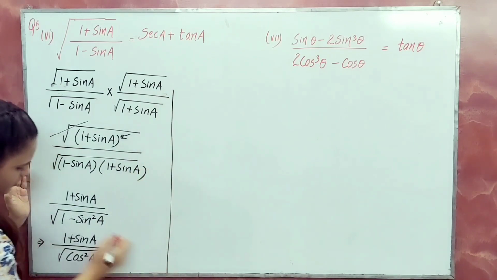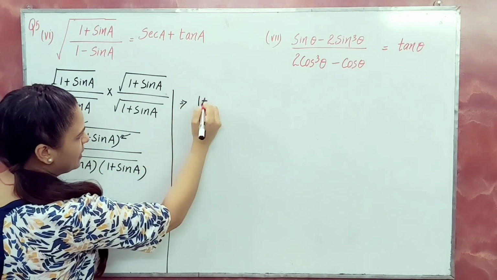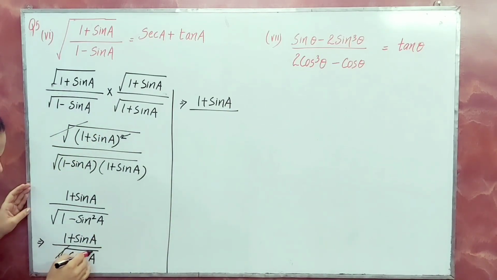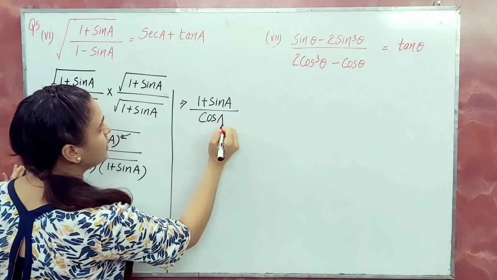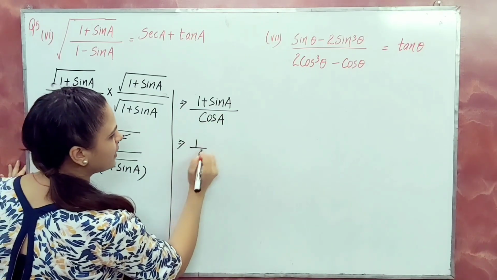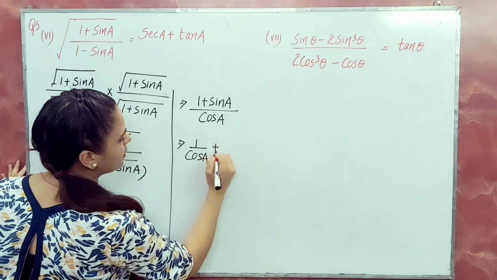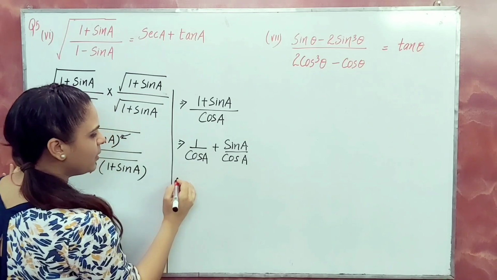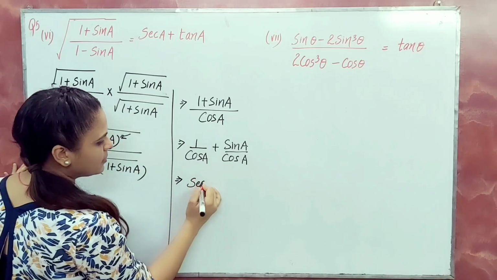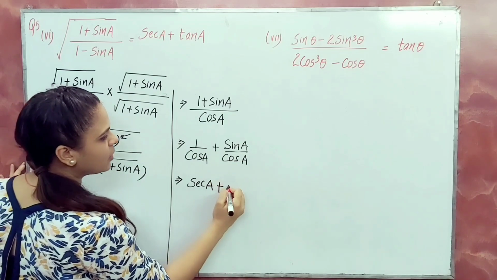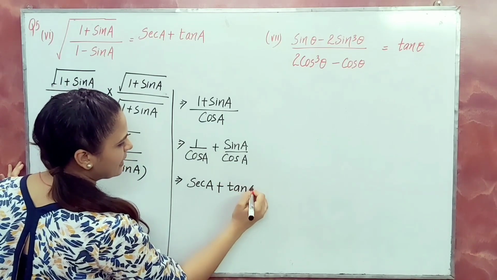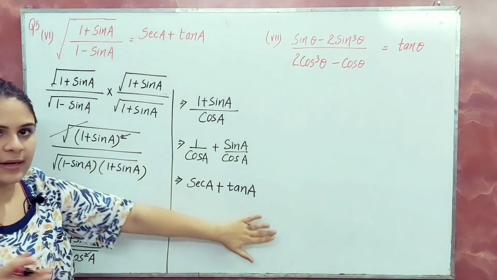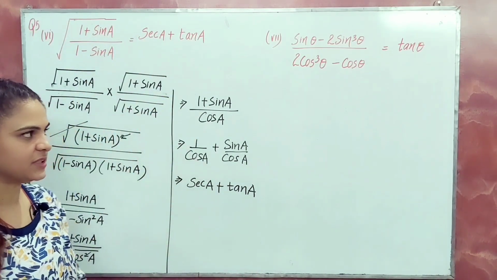After further simplification, 1 plus sine A, we can cancel out this root and square, so you will get cos A. And by separating this cos A, 1 upon cos A, sine A upon cos A. 1 upon cos A is equal to sec A, and sine A upon cos A is equal to tan A. Now you can see our LHS and RHS are equal. So we have verified this question.